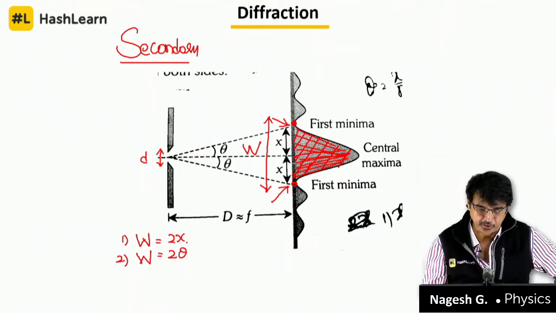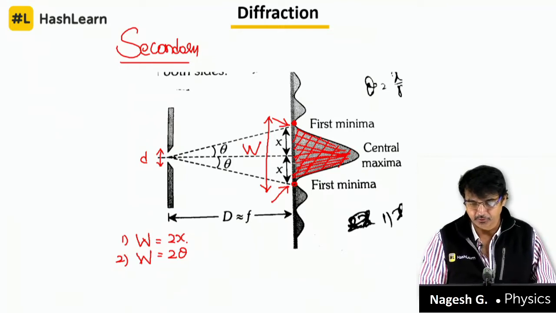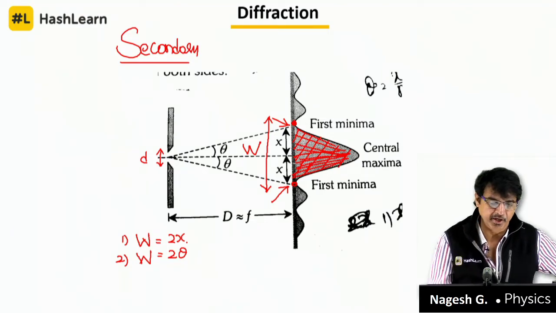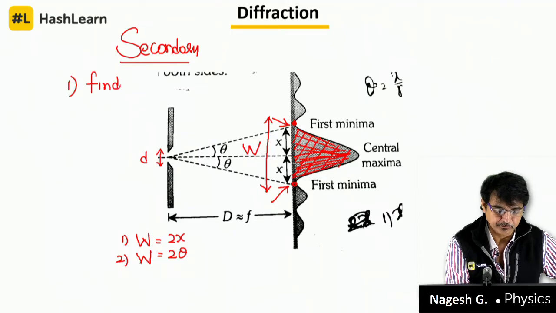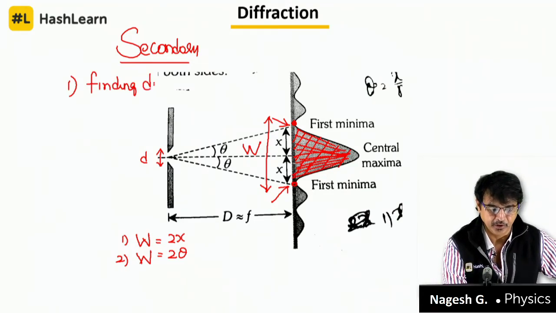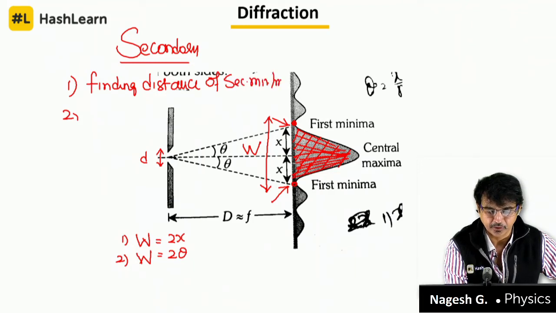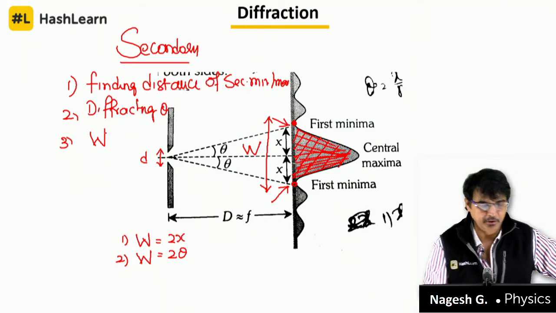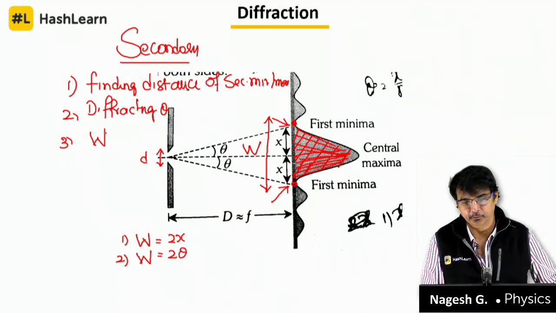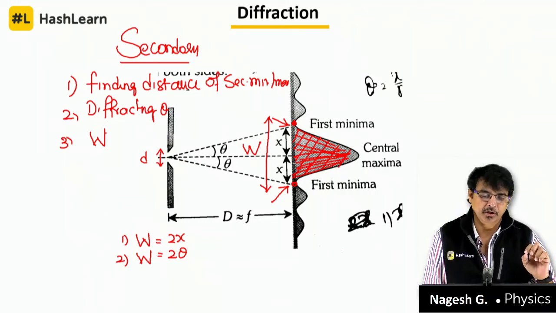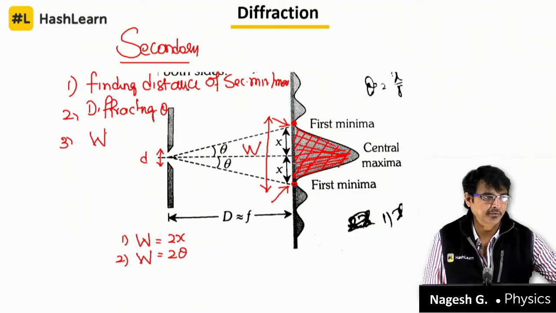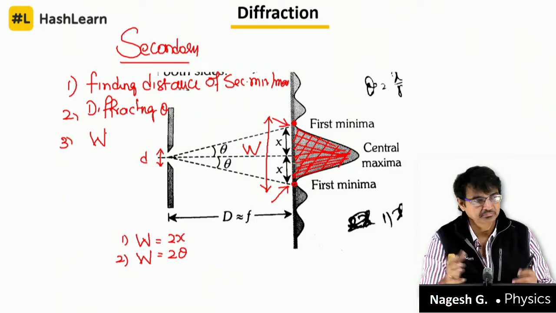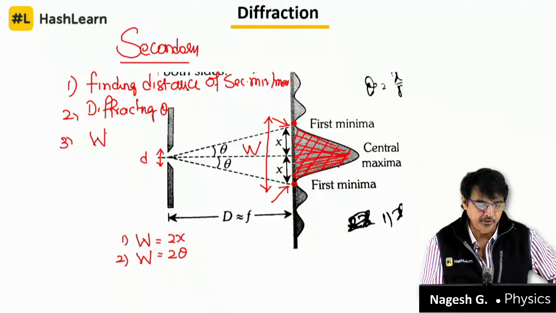In diffraction, when you observe the problems in JEE or NEET, you will find that those problems are asked only on 3 areas. Area number 1: finding the distance of the nth secondary min or nth secondary max. Another area: you will be asked to find the diffracting angle, that is theta. And third: you will be asked to compute the width of the central bright. Beyond these 3 areas, they will never ask any problem. If you are thorough with these 3 areas, the distance of the nth secondary min or max, the diffracting angle theta, and the width W, you are fine.